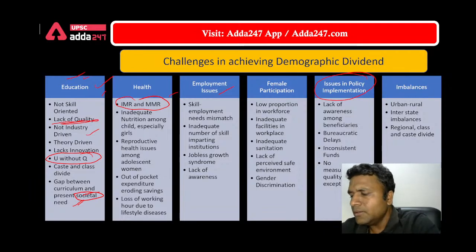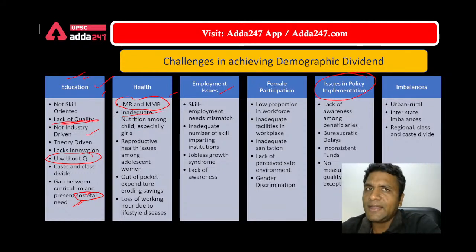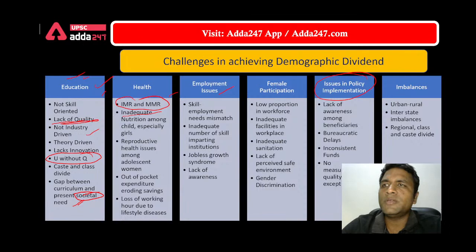Also, we need to ensure that nutrition is provided properly. The schemes that the government has have to be properly implemented, so that everything reaches people and reaches the children. Especially the girl child also struggles a lot, and because of cultural norms or societal behavior, they lag behind.